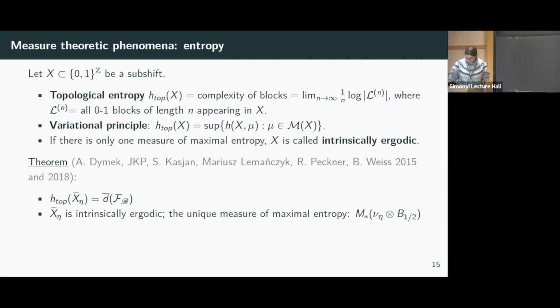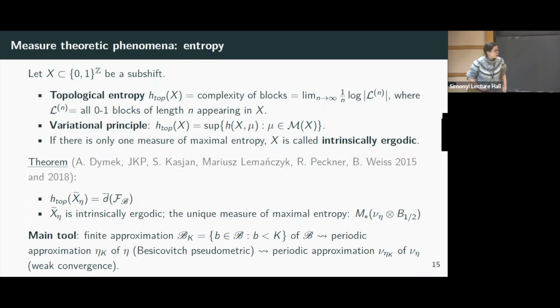So the result for B-free systems is as follows. The hereditary closure of a B-free system is always intrinsically ergodic. We can say what the measure of maximal entropy is, and we can compute the topological entropy. So we'll see many names here, but it wasn't one paper. So this happened throughout the years. So first, Peckner did the square-free case, and then we had the Erdős case, and then at the end, the general case.